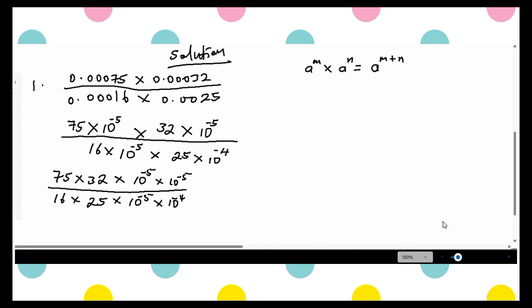So applying the rule to this, we are going to add the exponents since my bases are the same. Looking at this, says if you have a raised to the power m times a raised to the power n should be equal to a raised to the power m plus n. So we're going to have 75 times 32. Well, we can even do some simplification from here.